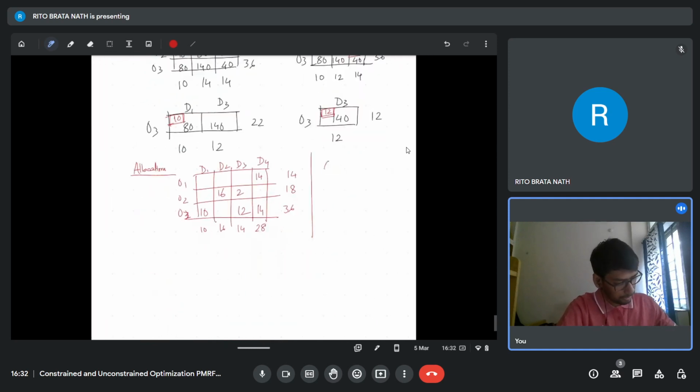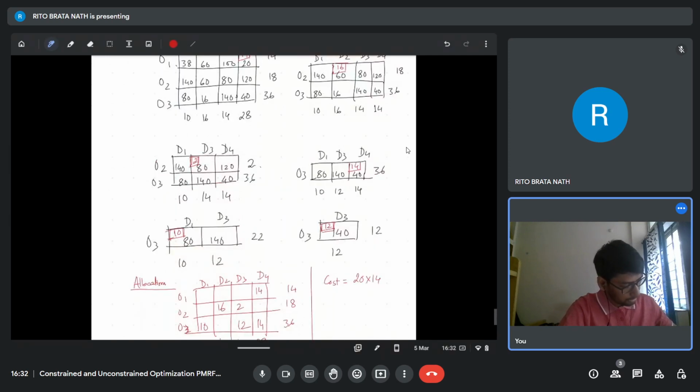Now the cost will be, so it's just multiplying with the corresponding cost. So it's 20 times 14 plus 60 times 16 plus 80 times 2 plus 80 times 10 plus 140 times 12 plus 40 times 14. So this will be your cost.